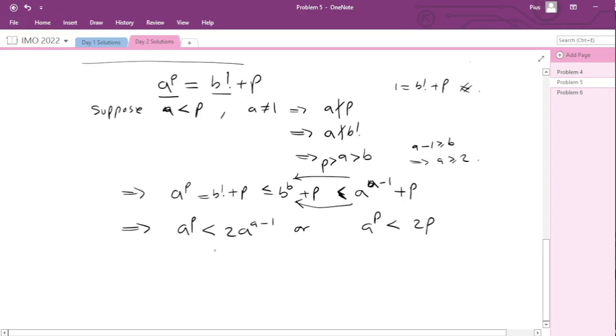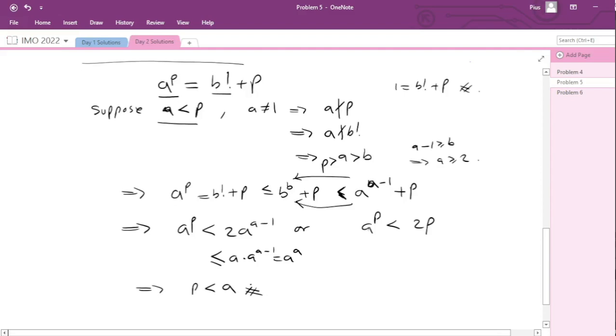So a is greater than or equal to 2. So from that, we see that we can now write this as less than or equal to a times a raised to power a minus 1, which is just a raised to power a. So by comparing power, we have that a has to be greater than p, and that contradicts the case we are looking at. So this is not possible.